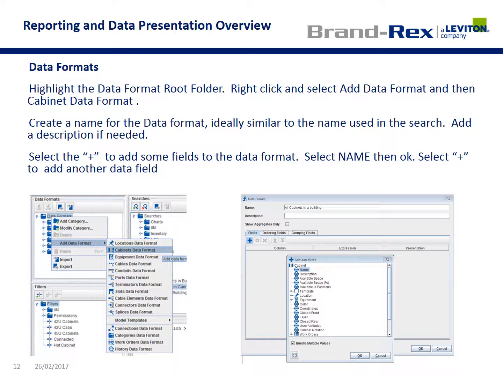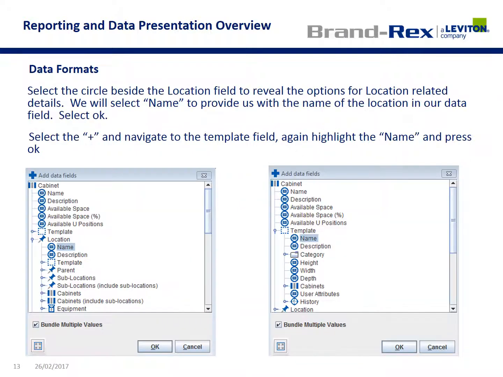These options are all the fields on the cabinet properties, as that is the focus of our report. We will select Name and then OK. Then select the plus to add another data field. This time we will select the circle beside the location field. This will open out the location details where we want to select Name again, as seen on the left-hand image. This time we will be returning the name of the location of the cabinet in the report.